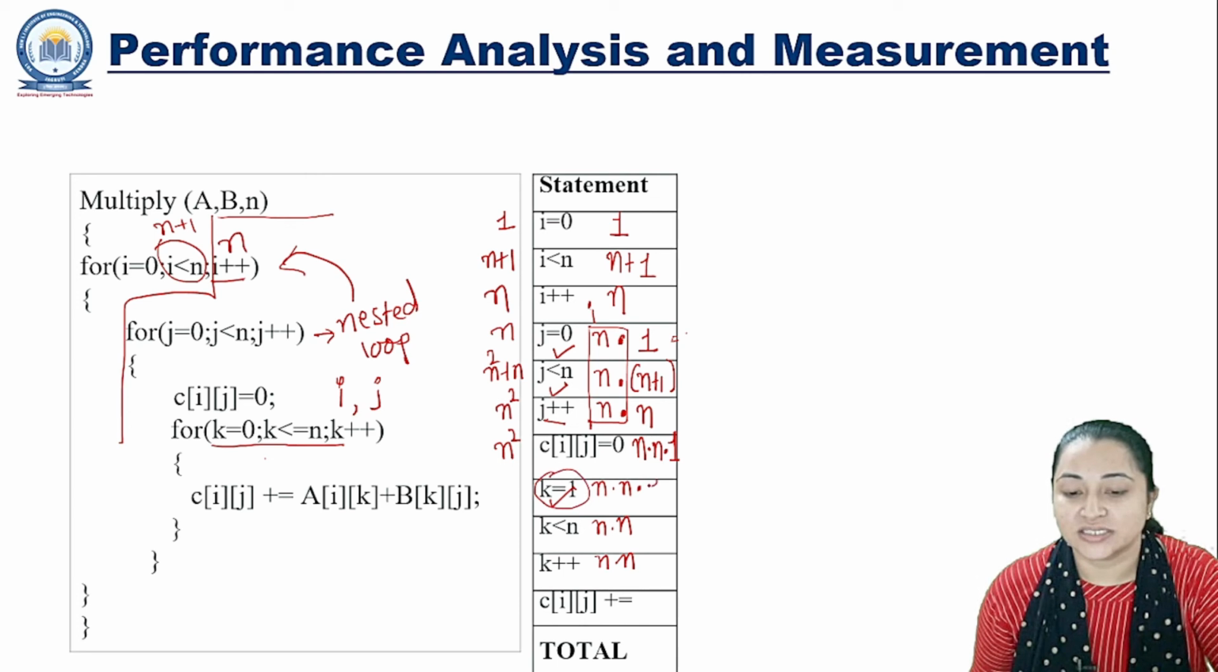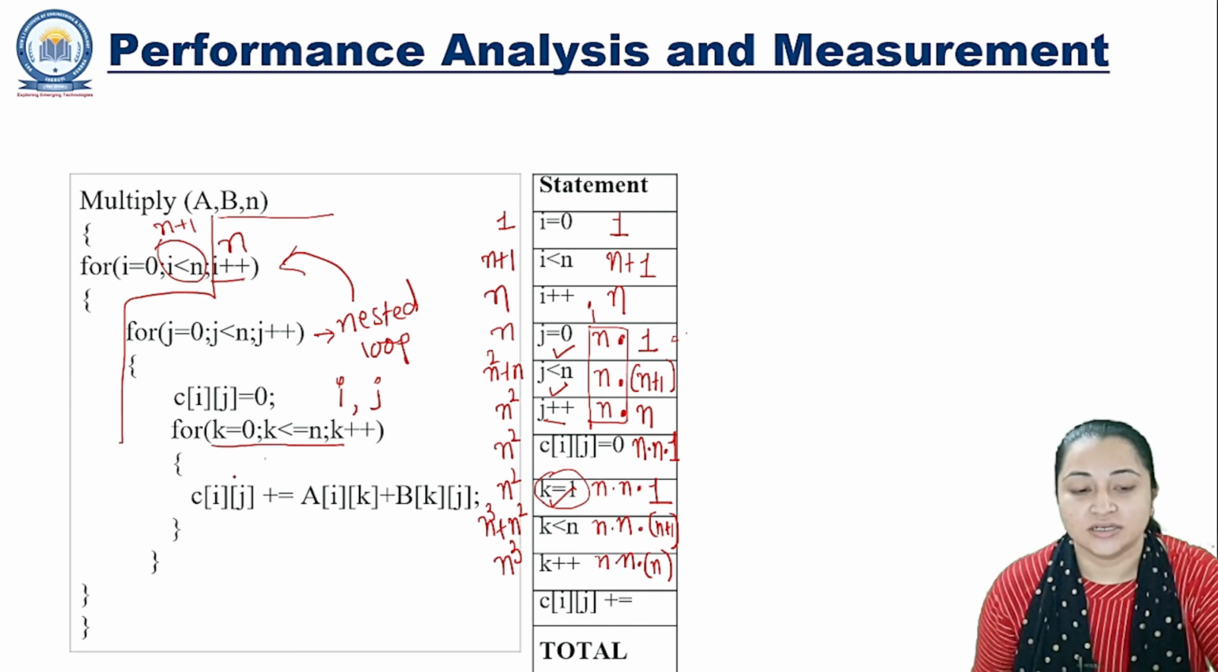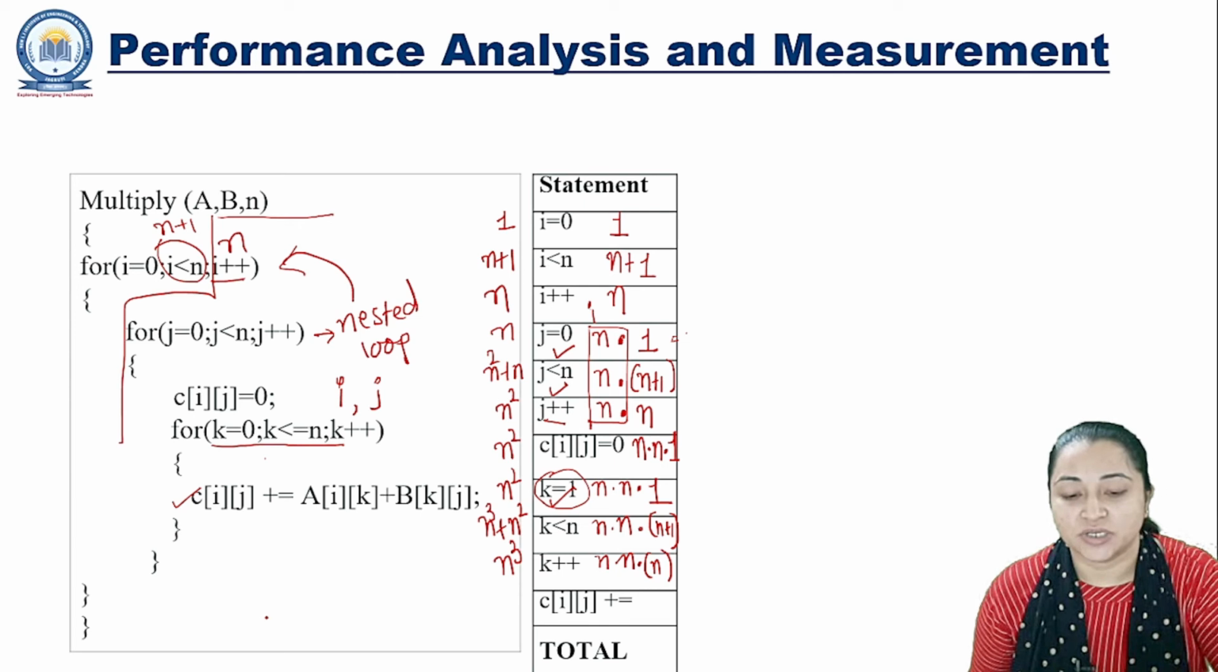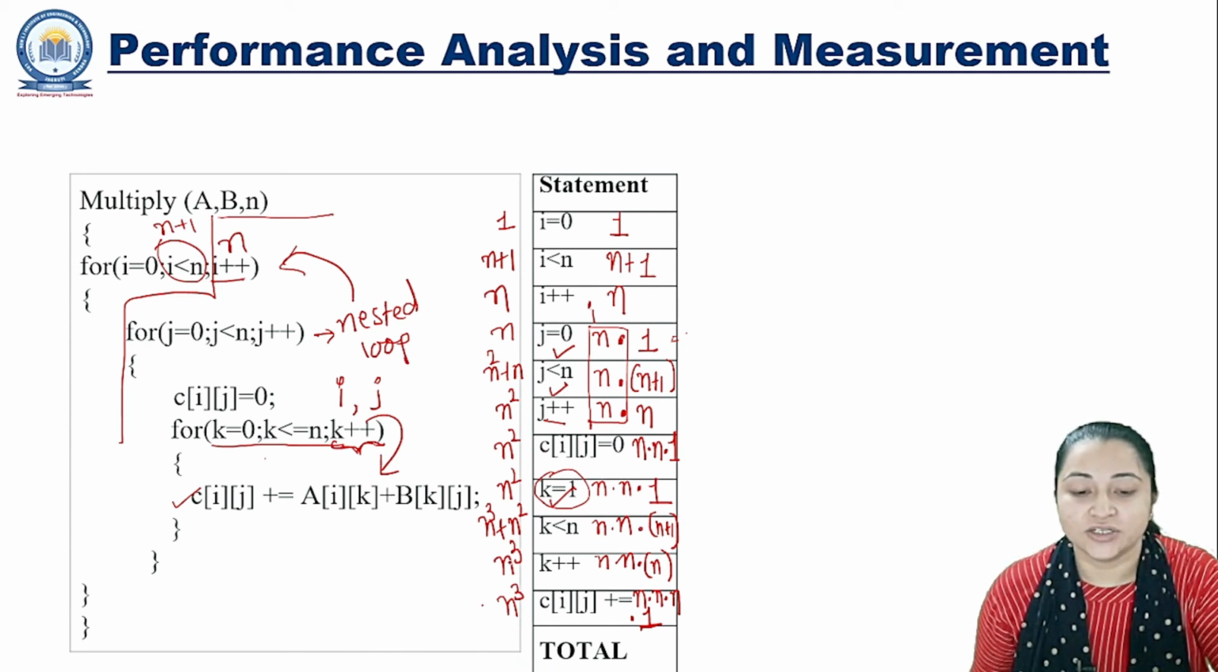So its own cost of initialization is what? 1. Condition checking will be n plus 1 and the increment will be n times. So it would be n square, n cube plus n square, and this will be n cube, right? Now the last one is the assignment statement, and again, how many times will it execute? It will be executed exactly the same as k plus plus, as it is executed after k plus plus, right? So it depends on the I loop, so we take n. It depends on j, and it depends on k. So n into n for I, j and k, and its own cost is 1. So again it will be n cube.